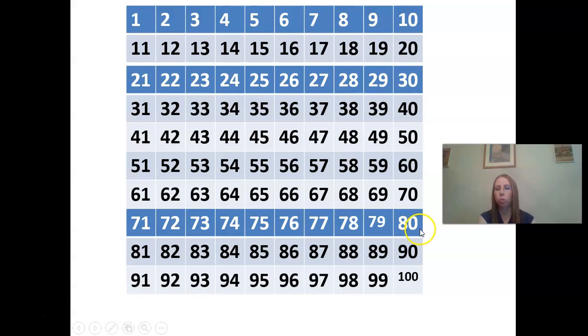Now the numbers are going to be normal. So 80 is 4 20s. So now we're going to go to 81. 81, 82, 83, 84, 85, 86, 87, 88, 89, 90.